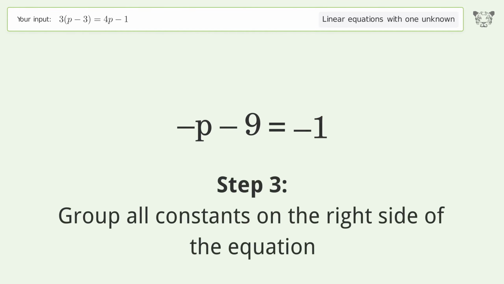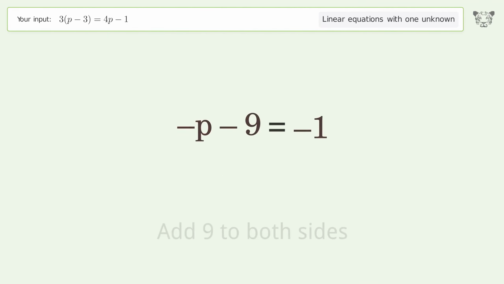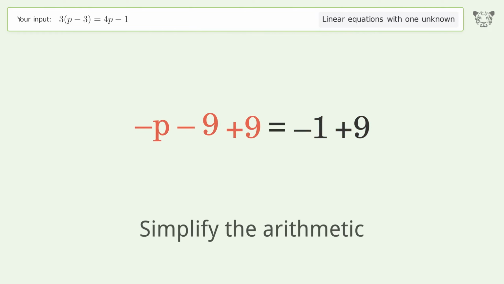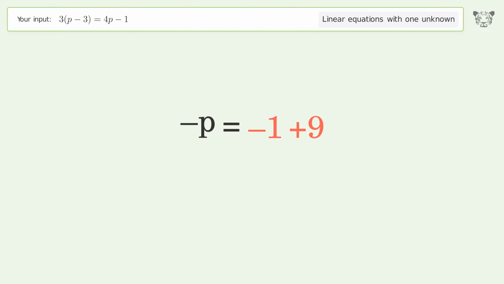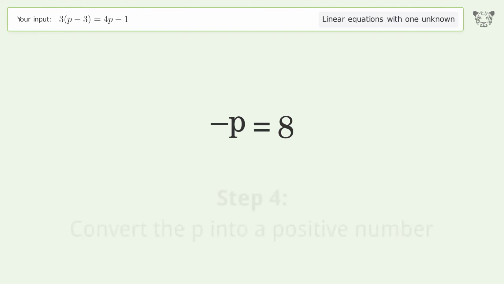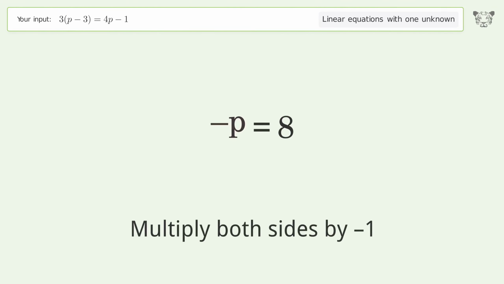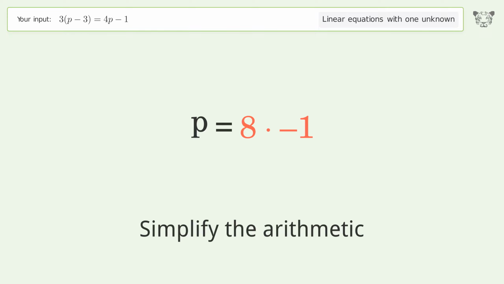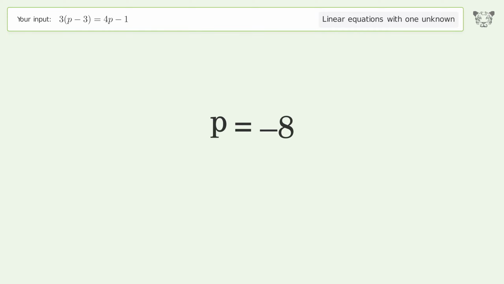Group all constants on the right side of the equation. Add 9 to both sides. Simplify the arithmetic. Convert the p into a positive number. Multiply both sides by -1. Remove the ones. Simplify the arithmetic. And so the final result is p equals -8.